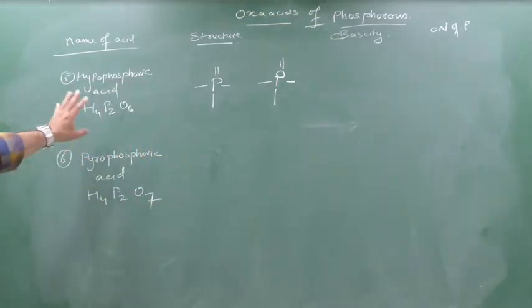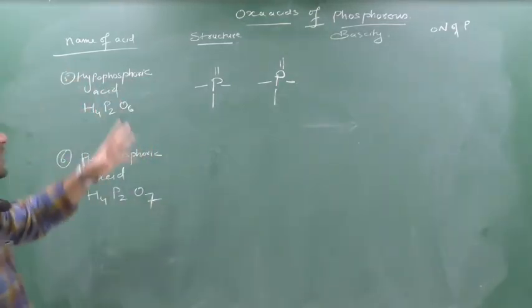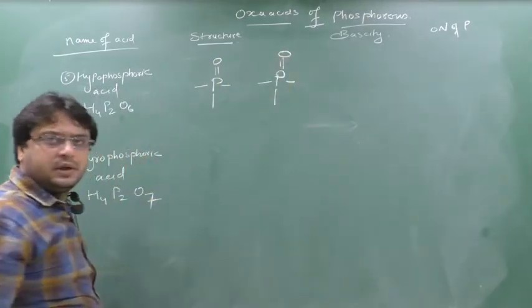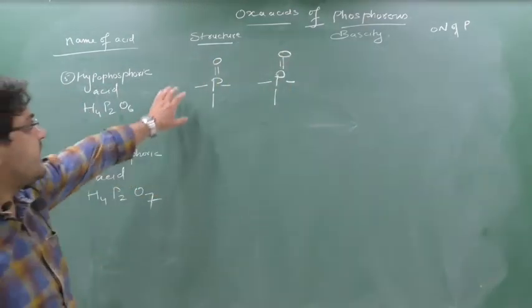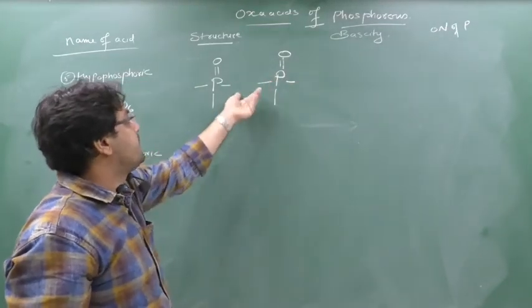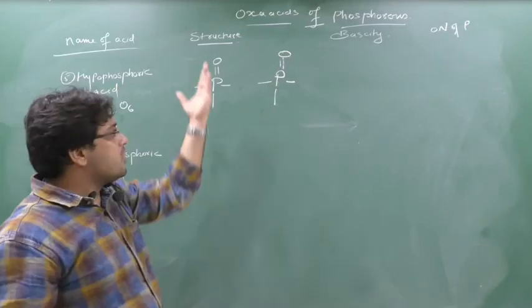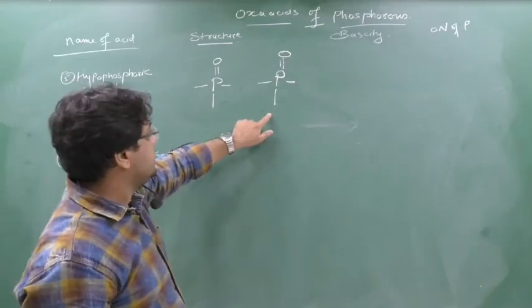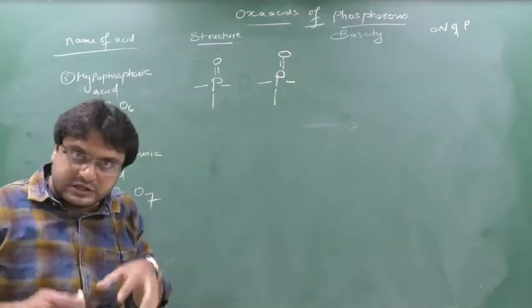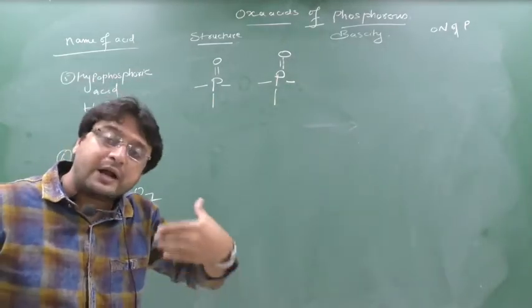How many oxygen are there? 6 oxygen. So out of 6, 2 will go here, 1 position here, 1 position here. Remaining how many oxygen? 4 oxygen. So we have placed 1, 2, 3, 4. Here it is not required, so I am not putting. If there were 7 oxygen, so 1, 2, 3, 4, 5, 6, 1 more center will come. So in this way you have to manipulate and try to make the structure.